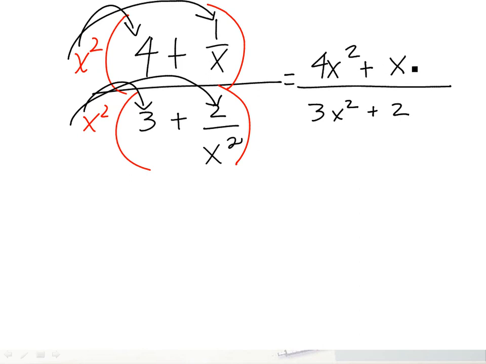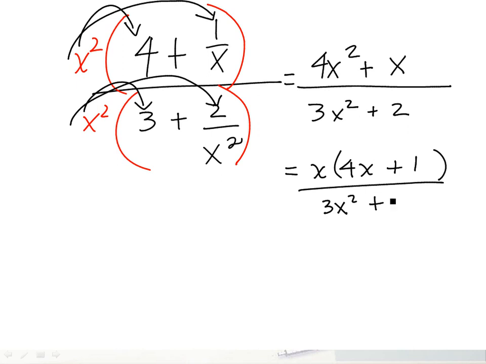Now, in the numerator, you can factor out an x, but I already see it's not going to cancel out with anything in the denominator, so it's not necessary for you to factor this out, because these are terms down here and you cannot cancel this with this in the top. So this is your final answer.